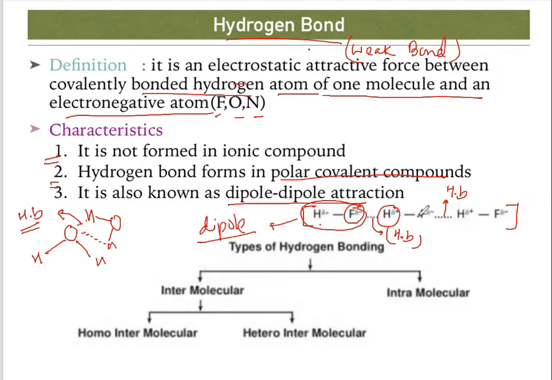So this is one dipole, this is another dipole. So there is an attraction between dipole and dipole. Okay. So now talking about the types of hydrogen bonding, one type is intermolecular hydrogen bonding. Second type is intramolecular hydrogen bonding. Intermolecular hydrogen bonding is further classified into homo intermolecular and hetero intermolecular. Now in the next slide, we are going to discuss what these intermolecular and intramolecular types are.